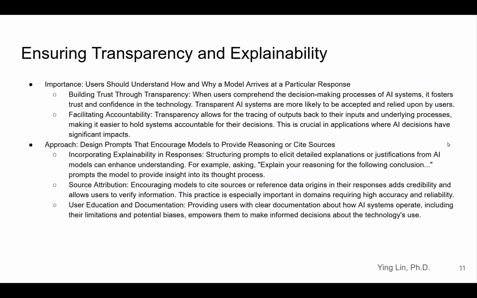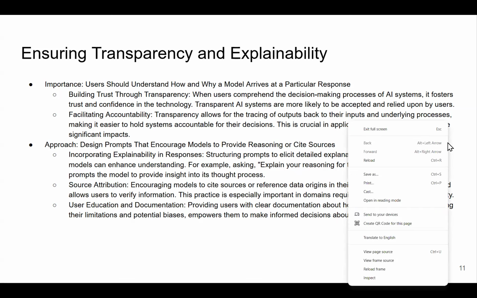So transparent AI fosters trust, making systems more reliable and ethical. Explainability ensures users understand AI decisions and can hold them accountable. Well-crafted prompts encourage AI to justify its reasoning and cite sources. User education and clear documentation empower informed AI use.